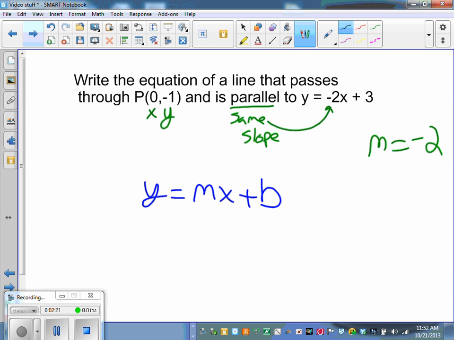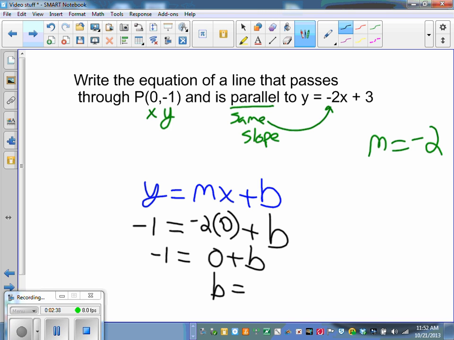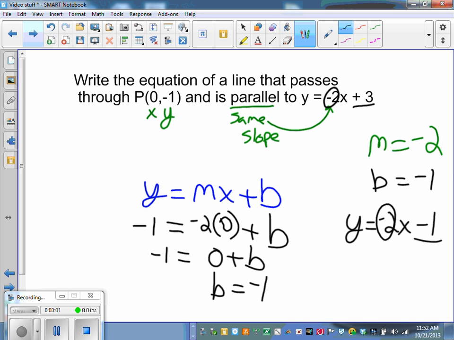All right, so here my y in this case is -1 equals my slope -2 times my x, which is 0, plus my b. -2 times 0 is 0, so we have -1 = 0 + b, or in this case b = -1. All right, so now I know that my b is -1. I can write y = -2x - 1. All right, that's my equation. It's parallel. Check and make sure it does have the same slope. All right, so those are good. And it has a different y-intercept. One's at 3, one is at -1.